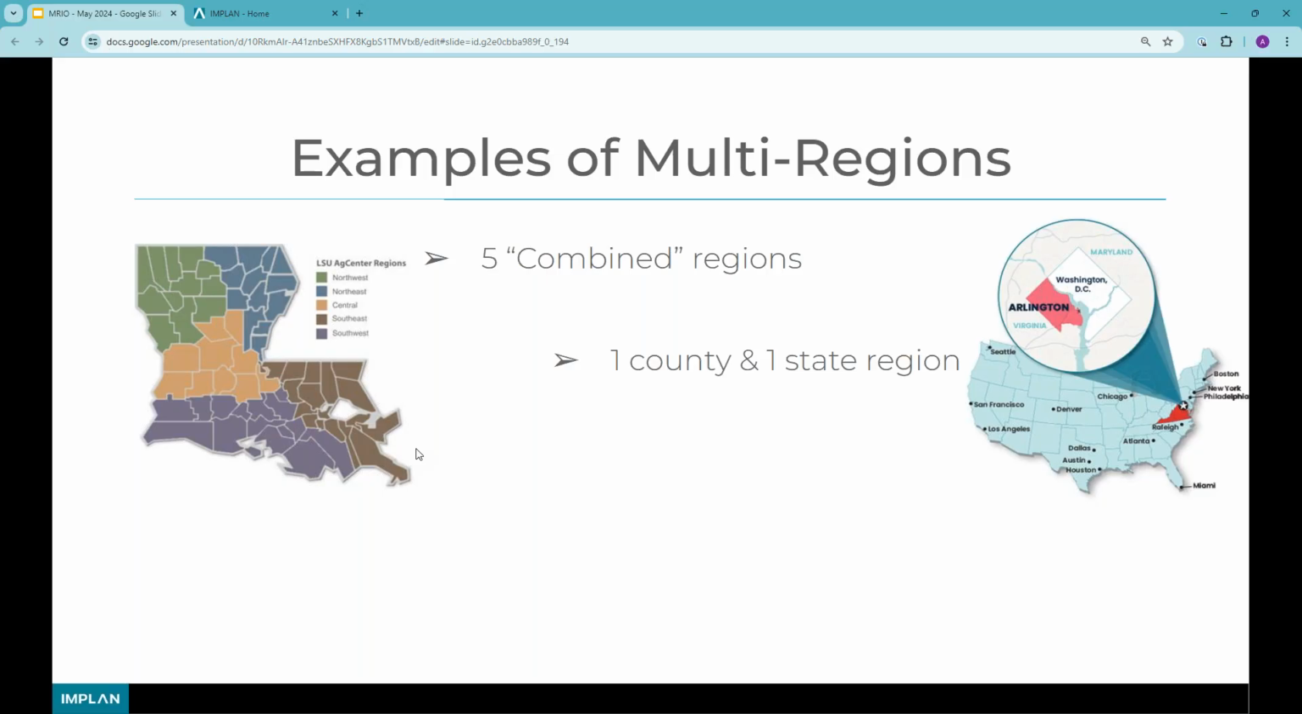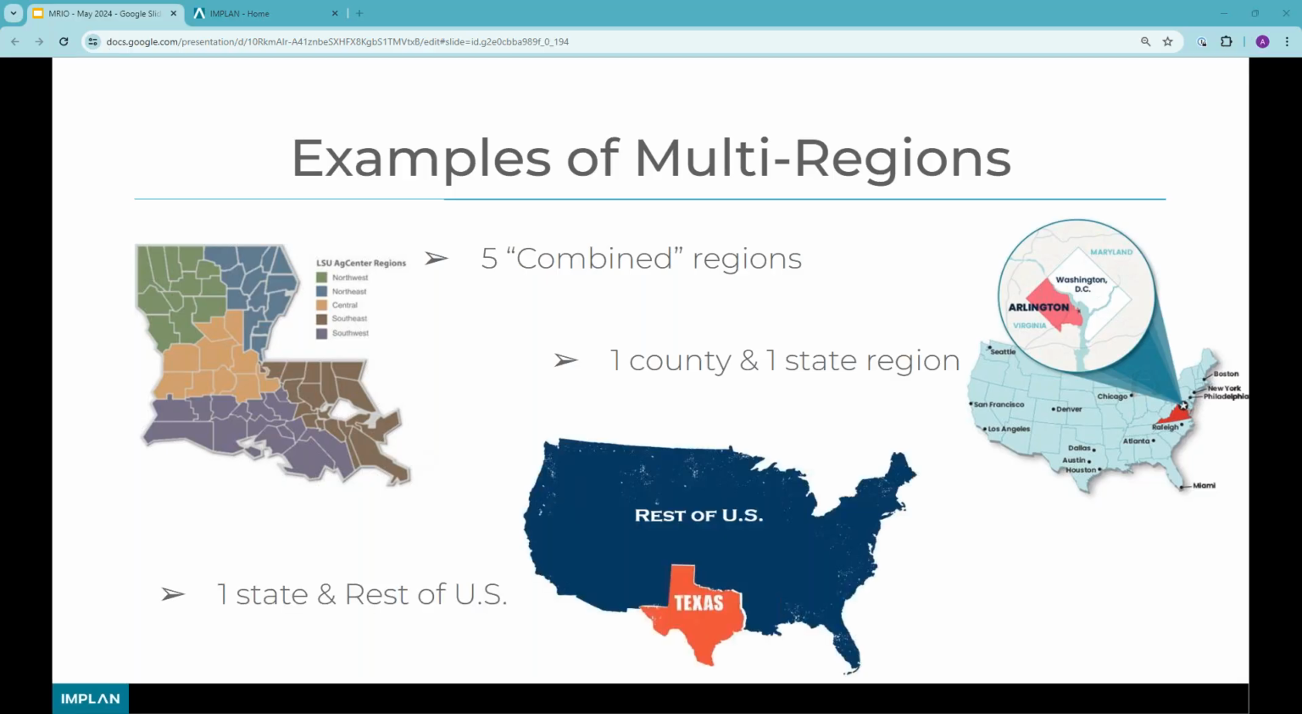They don't have to be the same type of regions. State to state, county to county. You can do zip to another county. You can do state to another county, etc. But the most common thing that we see in MRIO analysis is going to be one to the rest of. A lot of times people are looking at an individual county or an individual state, but they want to see the impact on the rest of the state or the rest of the US.